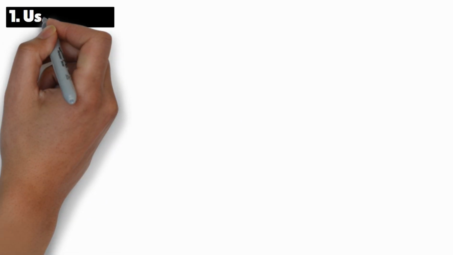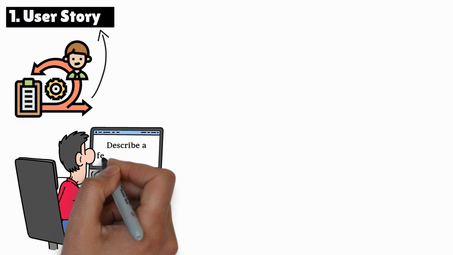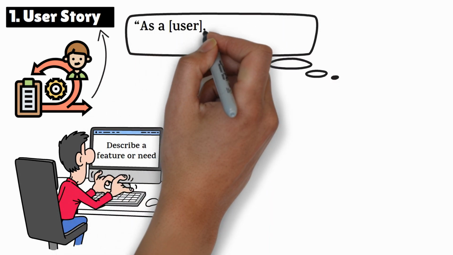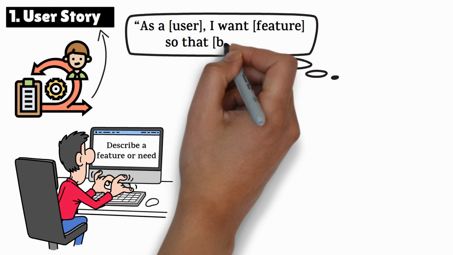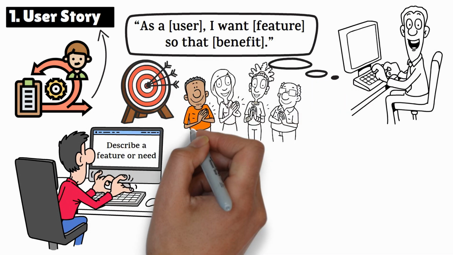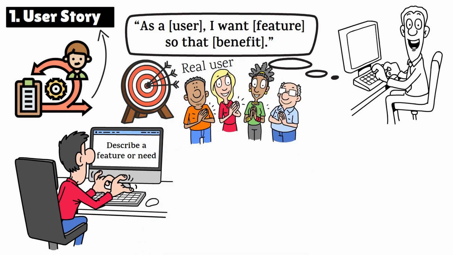1. User story. In Agile, a user story is a simple way to describe a feature or need from the user's perspective. It's usually written like this: as a user, I want feature, so that benefit. This format keeps the story focused on real user outcomes, which helps prioritize work that truly benefits the end user.